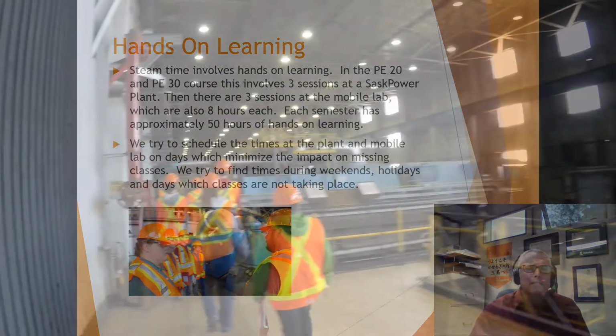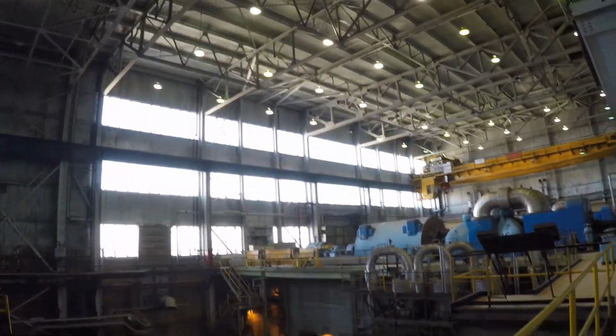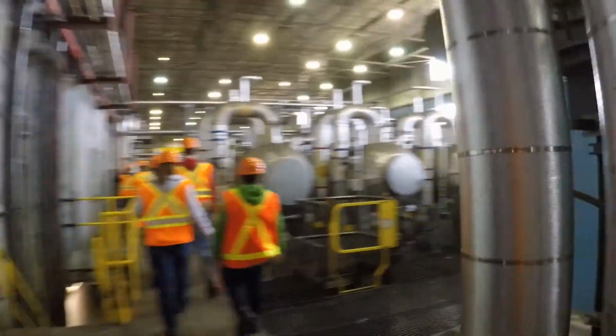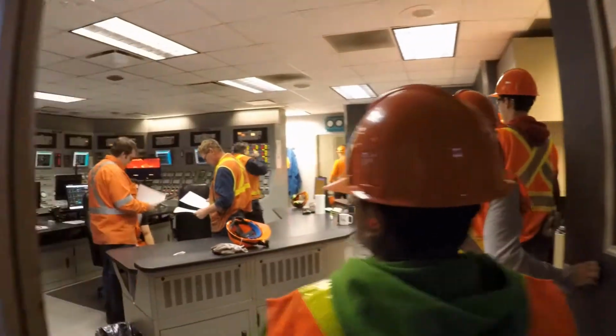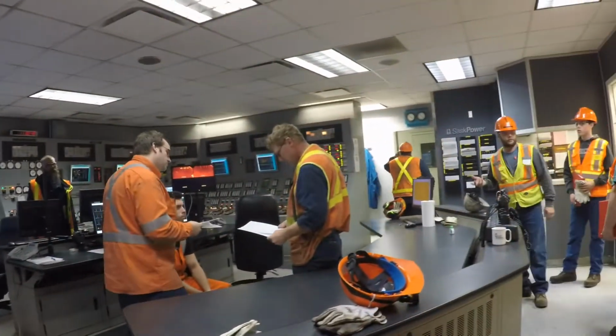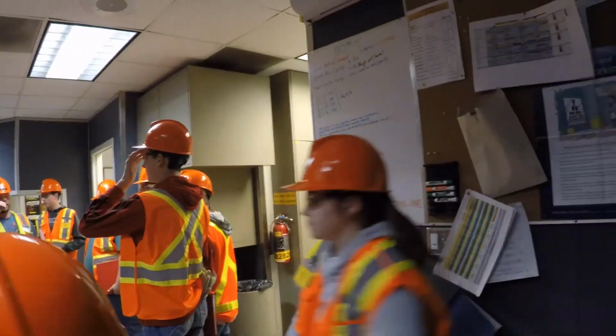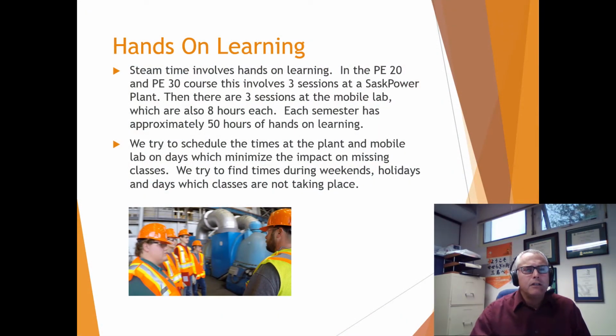Hands-on learning. So STEAM time involves hands-on applications, whether you're in the plant or the trailer. So that's the mobile lab. In Power Engineering 20 and 30, you have 3 sessions in each course at a plant, so 3 8-hour sessions. And you're also at a mobile lab for 3 8-hour sessions. The mobile lab will probably be in a different location and less driving to that mobile lab.